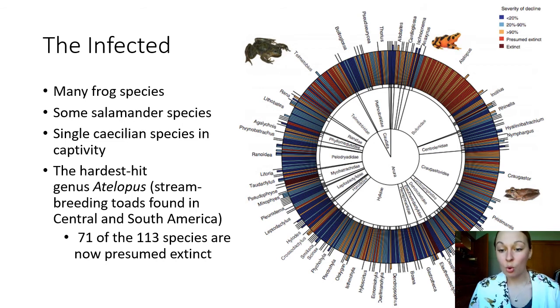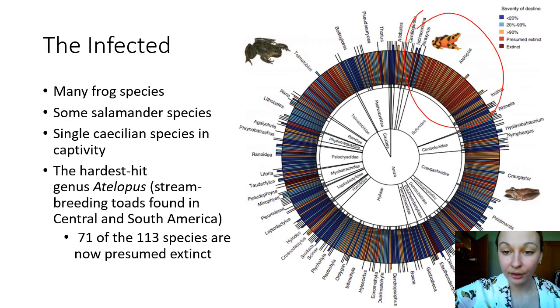And so, who gets infected? So it's many frog species, some salamander species, but they get infected by a different species, kind of. So it is BD sal, and that sal represents salamander. And then there was a single Sicilian species that tested positive, but that was in captivity, and they think it was an accidental cross-contamination by the zookeeper. And then the hardest hit genus is Atelopus.